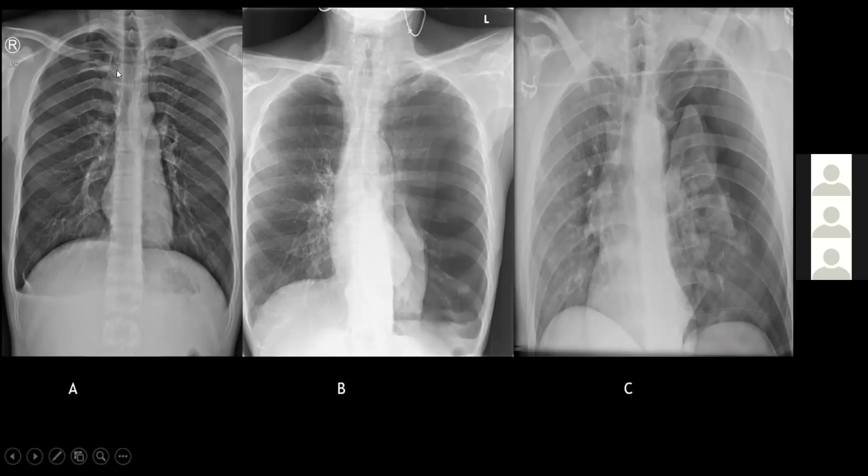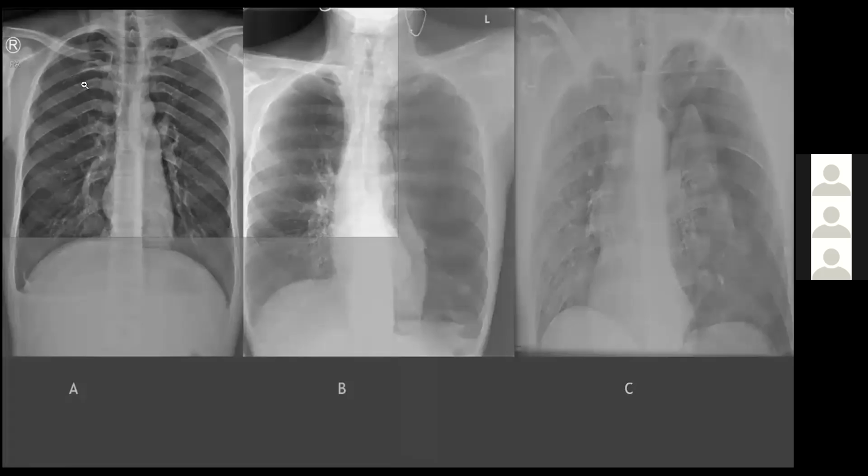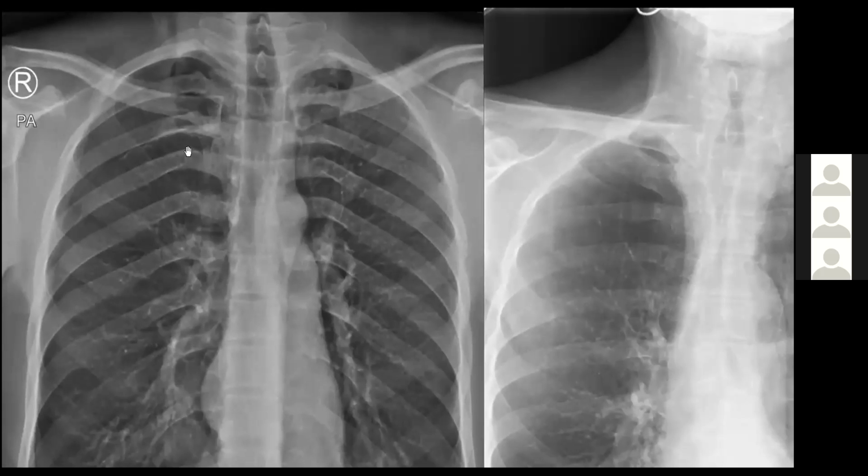I think you cannot see clearly, so I will zoom in so that you can see it clearly. In the upper right zone of the lung, there is absence of the bronchovascular markings compared to the left side, like this and that, and there is a clearly visible rim of the pleura.